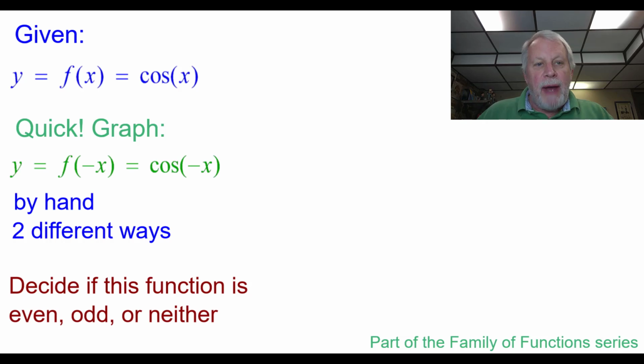Given y equals f of x equals the cosine of x, quickly graph y equals f of the opposite of x equals the cosine of the opposite of x by hand, two different ways, and then decide if this function is even, odd, or neither. This is part of the family of functions series.